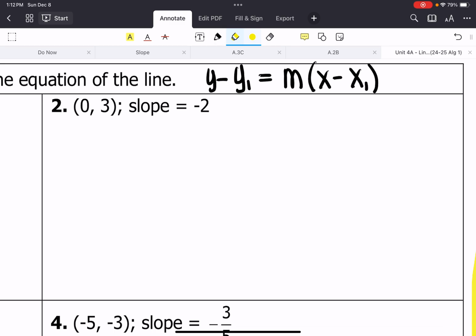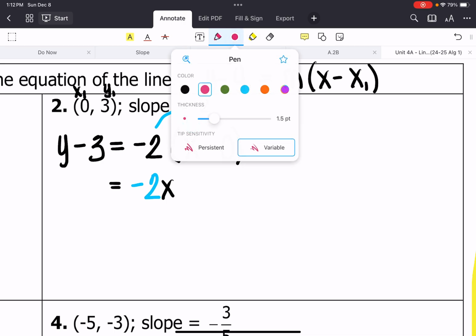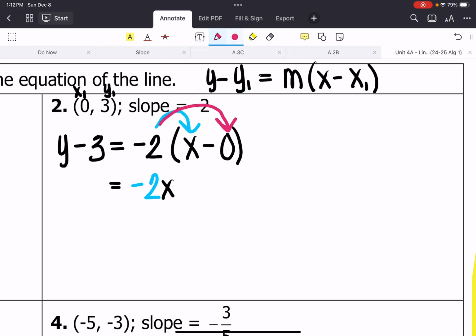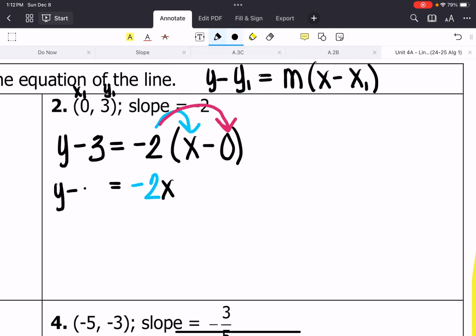Number 2, same point slope form of y minus y1. This time around, y1 is positive 3 equals m, which here equals negative 2 times x minus x1, which is 0. Okay, now let's do rainbow. Negative 2 times x, well, that just gives us negative x. Negative 2 times negative 0, well, that's just going to give us 0. And we really don't need the 0 there.